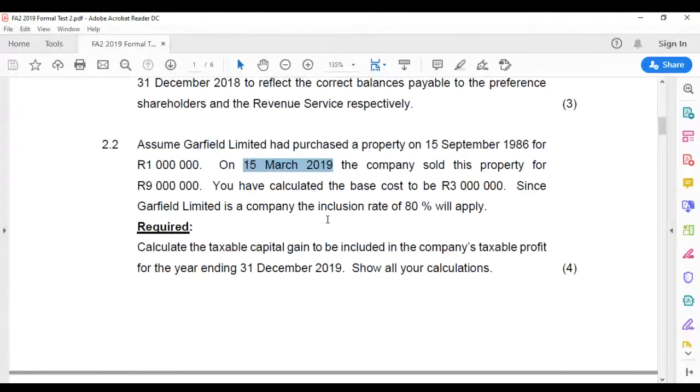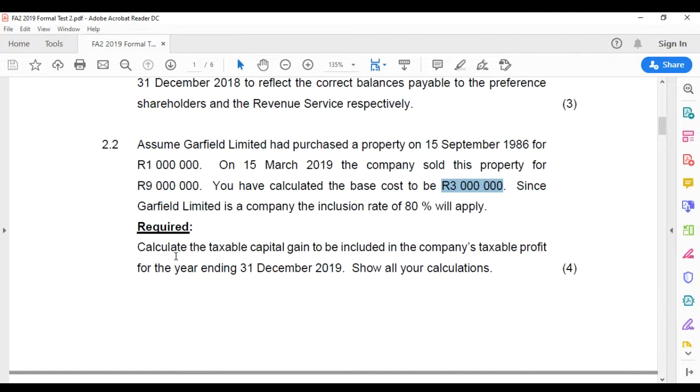So what will the capital gain be? It'll simply be the selling price, in other words, the amount that we have sold the asset for, which is 9 million rands, less the base cost, which is 3 million rands. So that means the capital gain in accordance with the Income Tax Act is 6 million rands.